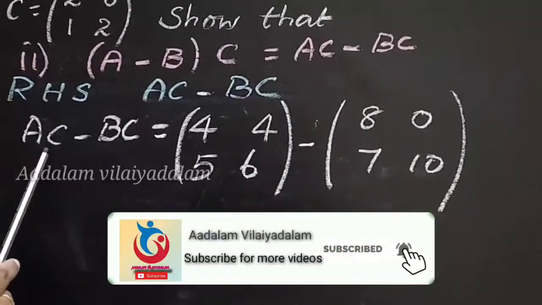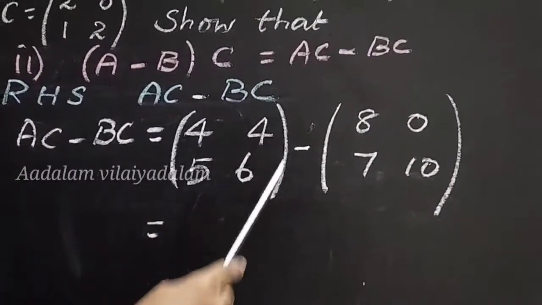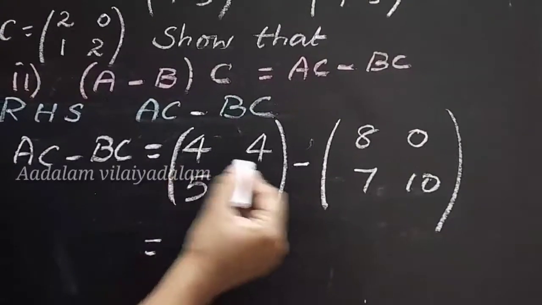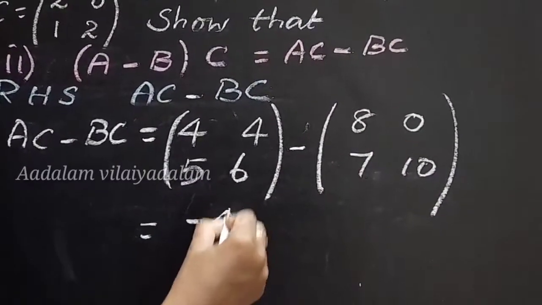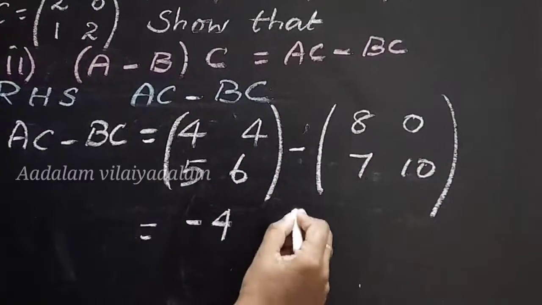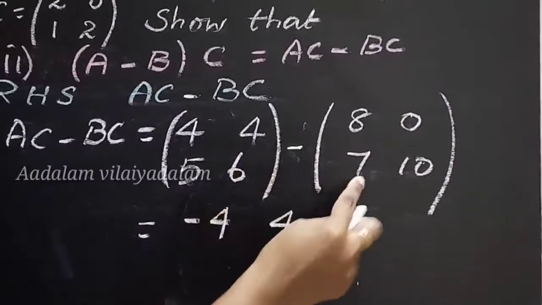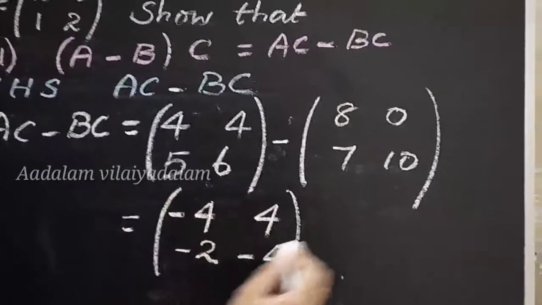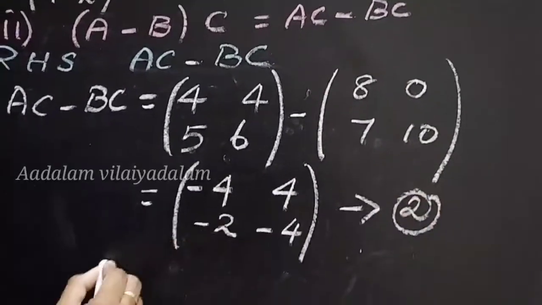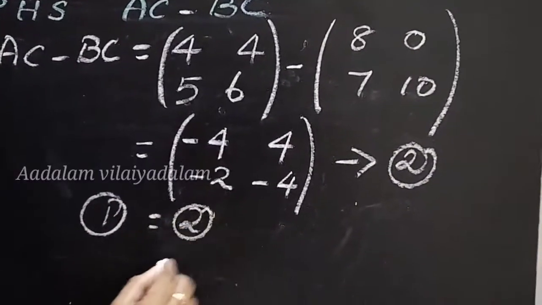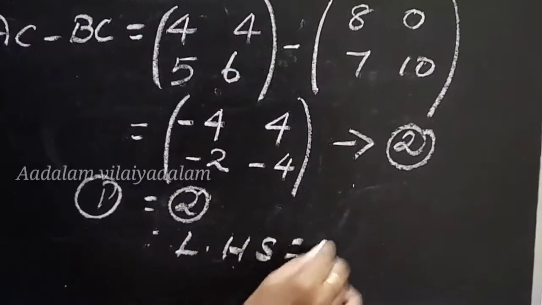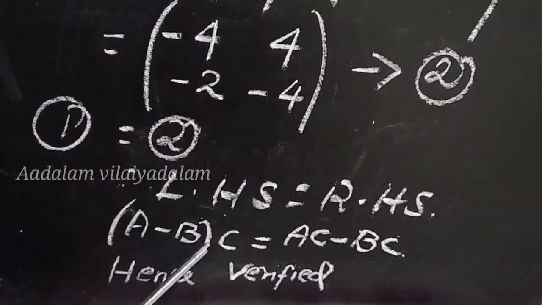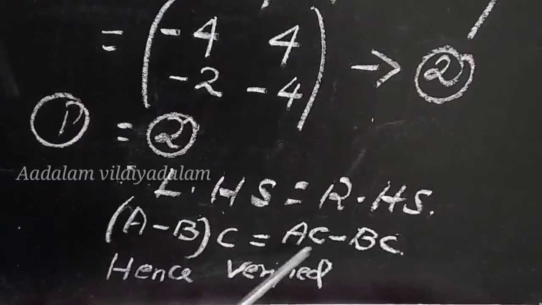Next we have to find AC minus BC. So this is the AC value minus the BC value, so we should subtract the matrices here. 4 minus 8, minus 4. 4 minus 0, 4. 5 minus 5, minus 7, minus 2. 6 minus 10, minus 4. So this is equation number 2. So equation number 1 equal to equation number 2. Therefore LHS equal to RHS. Hence verified. Therefore A minus B into C is equal to AC minus BC.